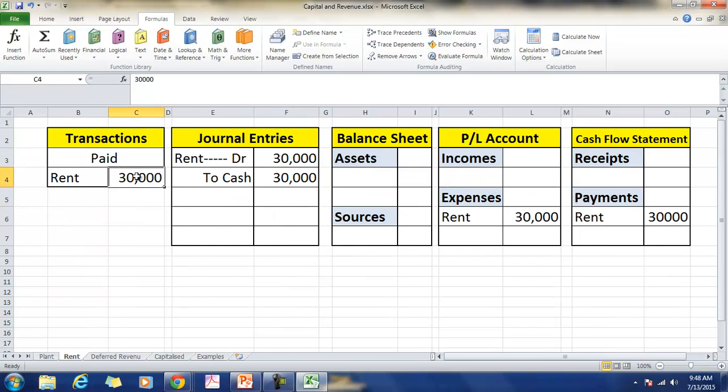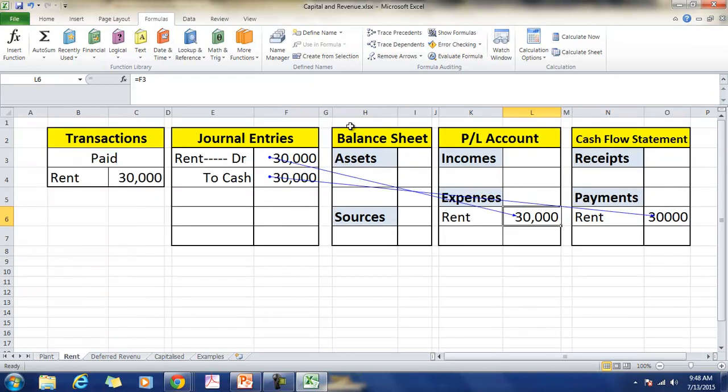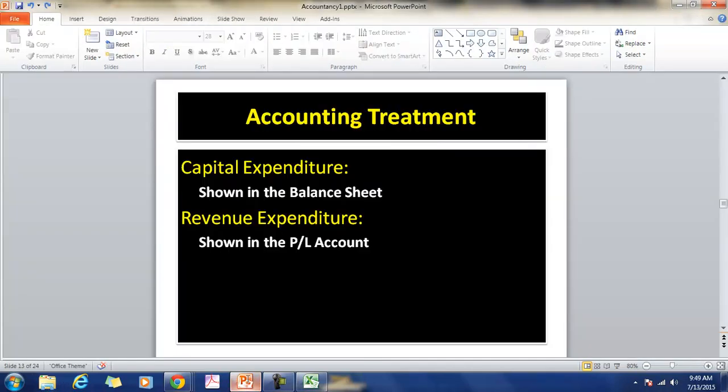Rent paid. Rent paid is an outflow of cash. But rent paid is not an asset, but it is a rent for the period. So the entire rent is shown in the income statement or the profit and loss account. So unlike the plant, which is fully transferred to the balance sheet, the rent is fully transferred to the income statement. This is a typical revenue expense, and this is a typical capital expenditure.